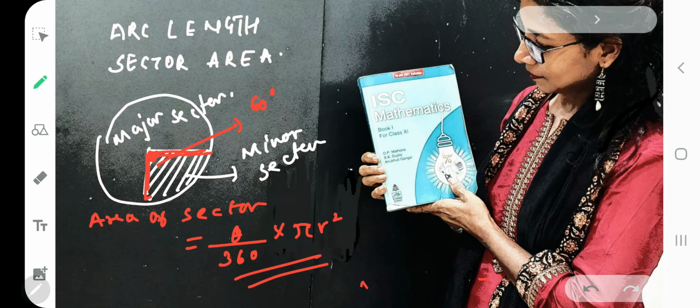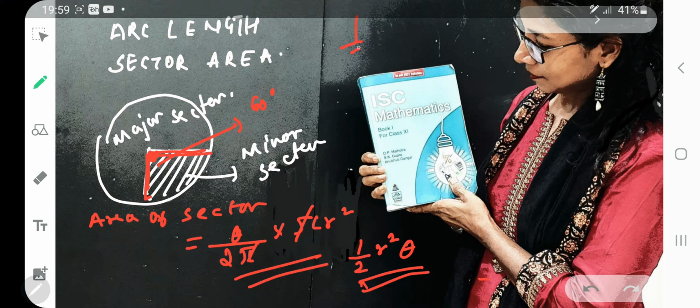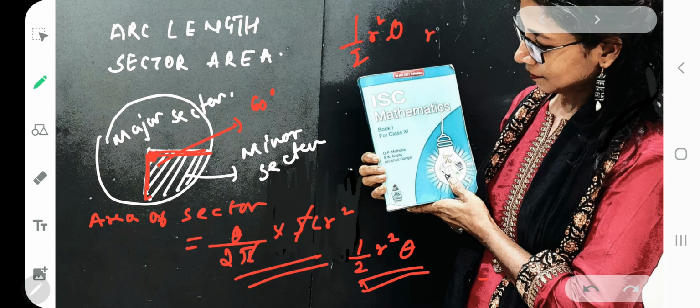But if you have this angle given in radians, in that case you have to use the formula theta upon 2 pi into pi r square. I'll delete this and my answer will be half r square theta. Are you getting my point clear? And further you will also learn that your half r square theta, because r theta is s, can also become half r s. S is the arc length, but that part I'll take in your arc length topic.